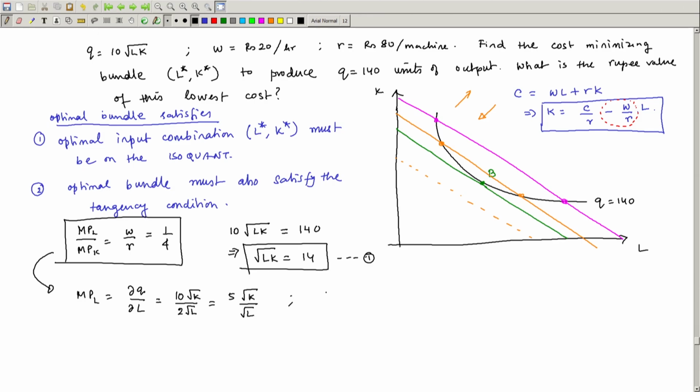Similarly, MPK is going to be the change in output resulting from a unit change in capital, keeping labor constant.